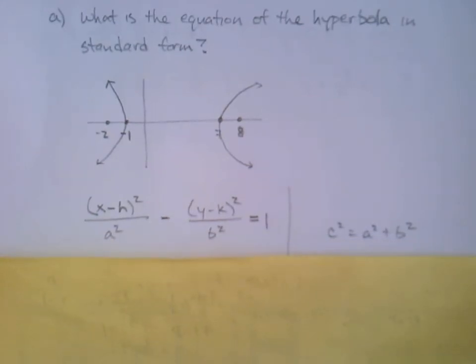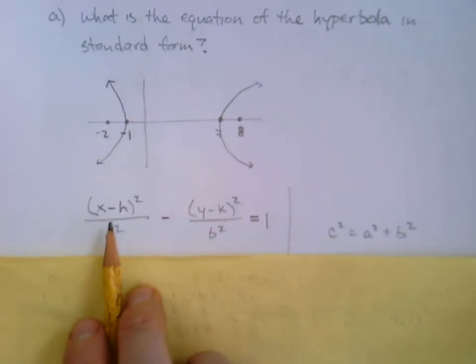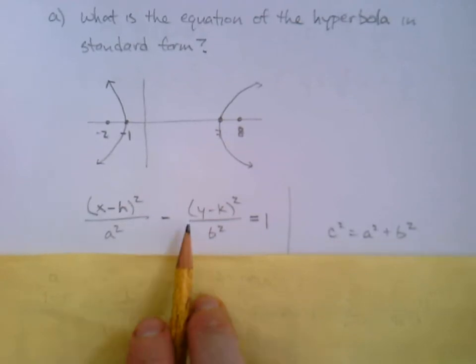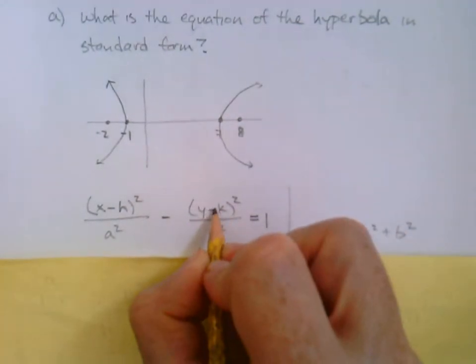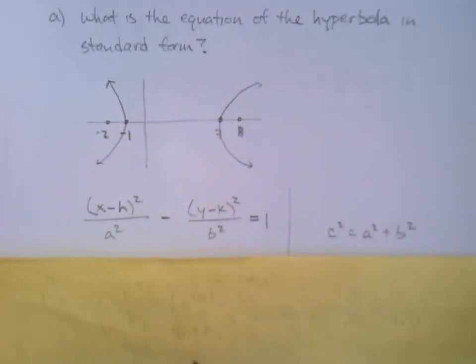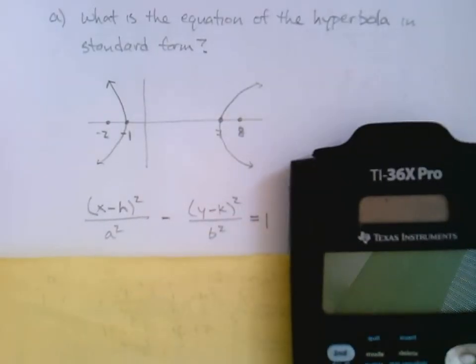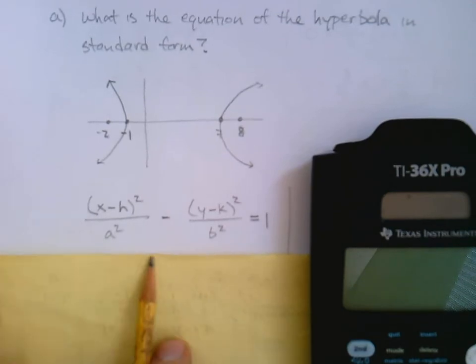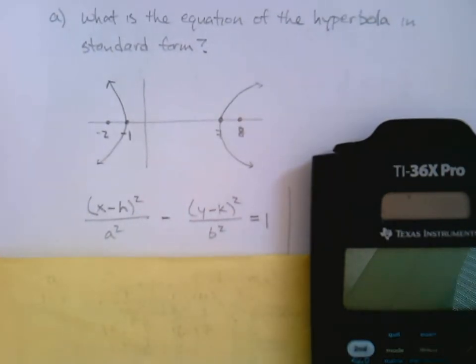So we know this is what we're working with: (x minus h) squared over a squared minus (y minus k) squared over b squared equals 1. Ignore what's over here on this side for the moment. We'll come back to that later. Okay, I know this. Let's just try and identify what we can.